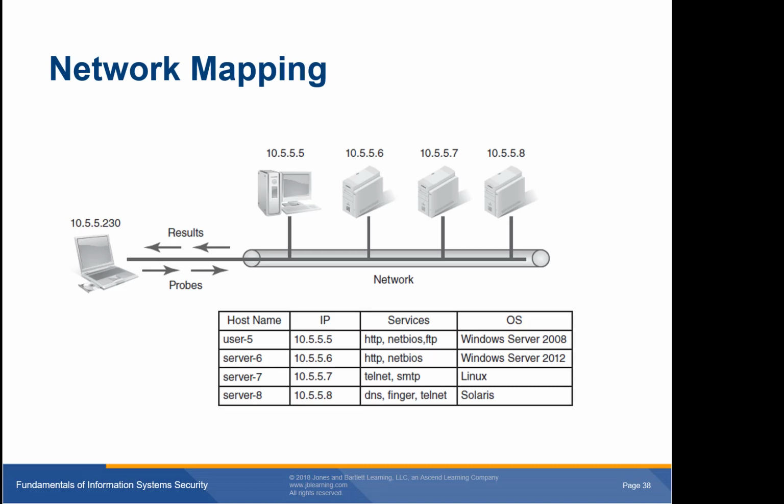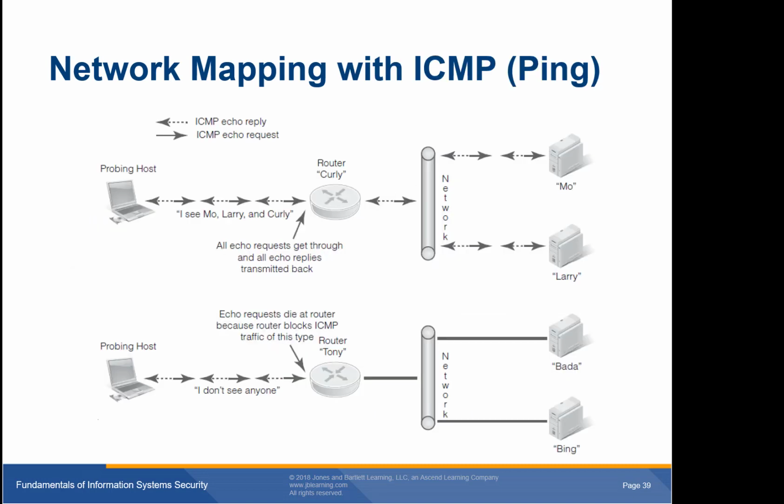This figure shows some of the information network mapping may provide. An attacker can use Internet Control Message Protocol, or ICMP, also known as ping, packets to discover a network layout. This gives the attacker an advantage in setting up an attack. As shown in this figure, blocking ping packets, as seen with the Tony router on the bottom, can prevent the attacker from learning about the network. Of course, this also prevents the administrator from being able to use this valuable tool for network troubleshooting.